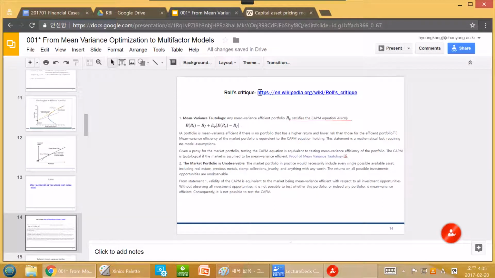Now, in order to refresh our understanding of the relationship between the capital asset pricing model and mean variance optimization, we need to discuss Roll's critique. Roll's critique is a very famous logical critique of the capital asset pricing model.